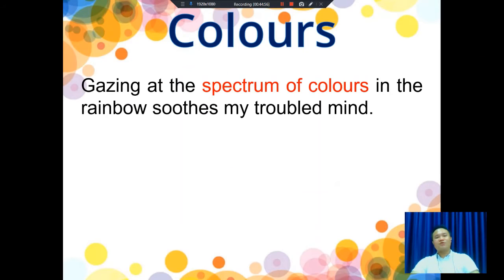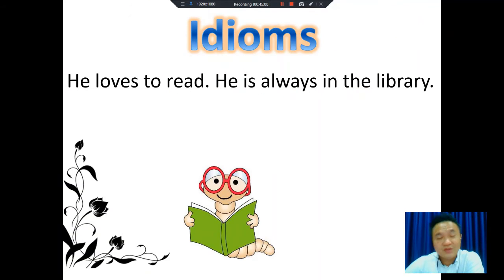So the next part that I'm going to talk about will be idioms. All these are the language features in your narrative essay. So do not forget to include idioms in your essay because idioms contribute to your language mark, especially vocabulary. But don't include too many idioms that make your essay sound very awkward.